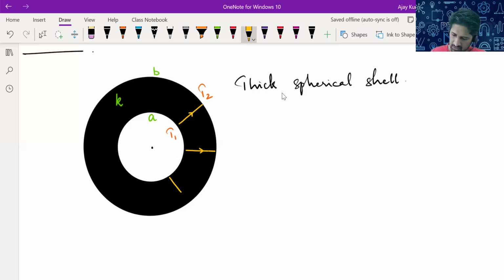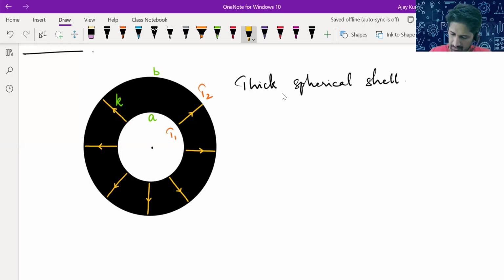What we have to find out is the rate of heat flow. Okay, when the temperatures are T1 and T2, assuming steady state, we will have to find out the rate of heat flow. Can you come up with ideas how to do this? I hope you are able to visualize the situation properly. It's a spherical shell like a ball, okay, with significant thickness. We have to derive an expression for rate of heat flow.